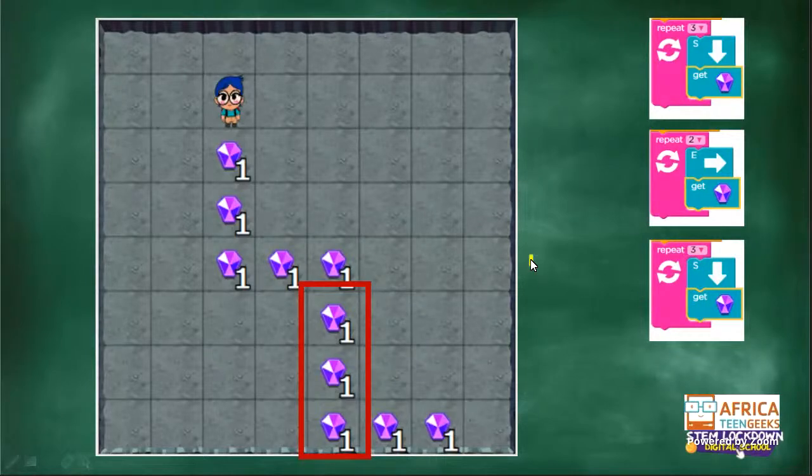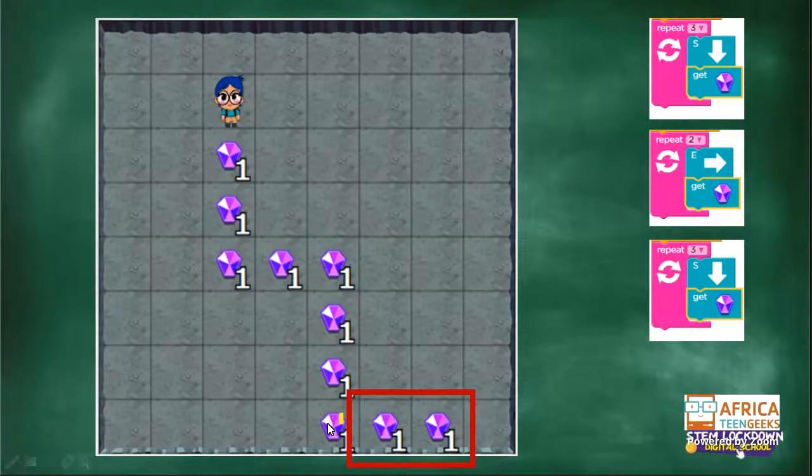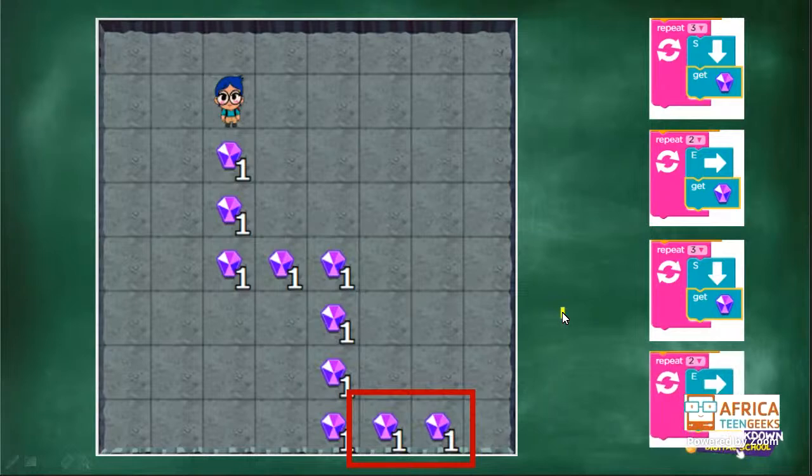And now the very last one is again 2. Because remember, you already picked up this one. So now she has to move east and pick up the 2 diamonds. So it will look like that. All right. So these are the 4 moves. 1, 2, 3, 4. What you see here? Repeat 3 and get. And repeat 2, east and get.